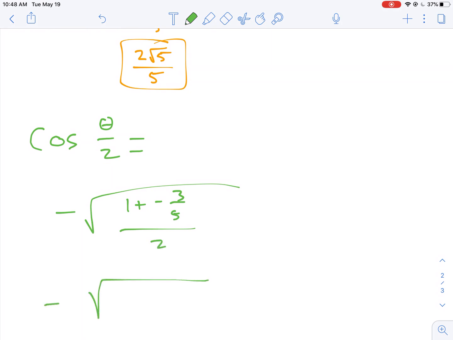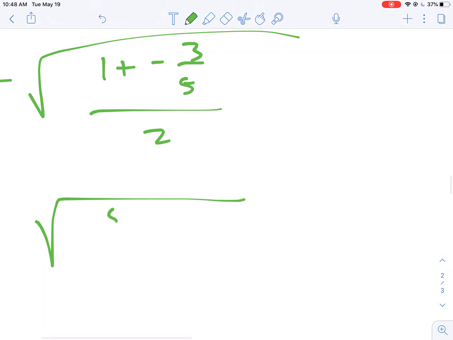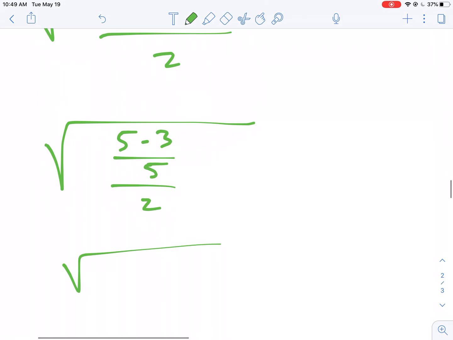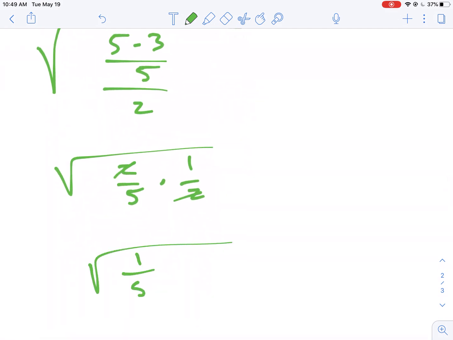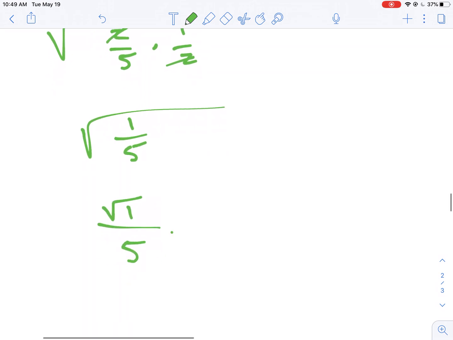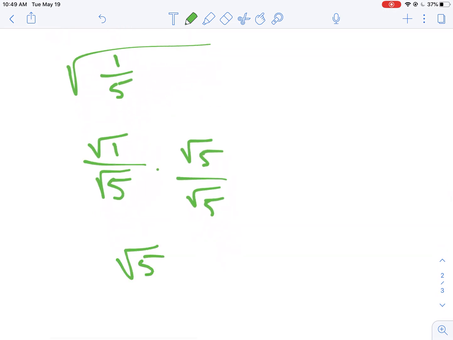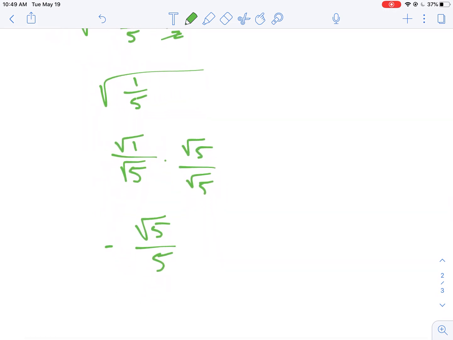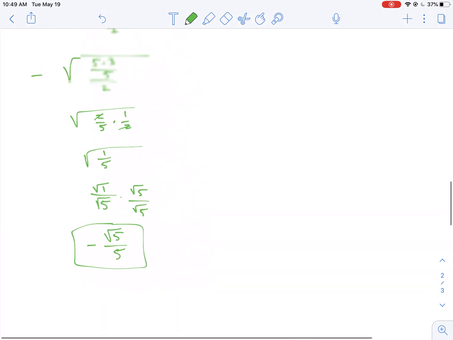So this is the negative square root of (5 minus 3 over 5) over 2, the square root of 2 over 5 times 1 over 2. Those will reduce. This is the square root of 1 over 5. This becomes the square root of 1 over the square root of 5, rationalized by multiplying by the square root of 5 over the square root of 5. And we end up with the square root of 5 over 5. And then it's negative because, again, we're in quadrant 2. So the cosine of theta over 2 is negative root 5 over 5.